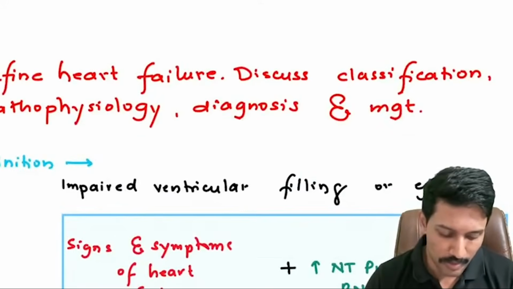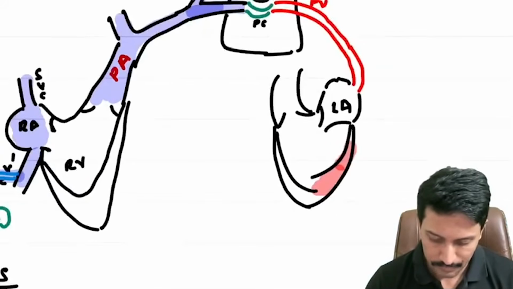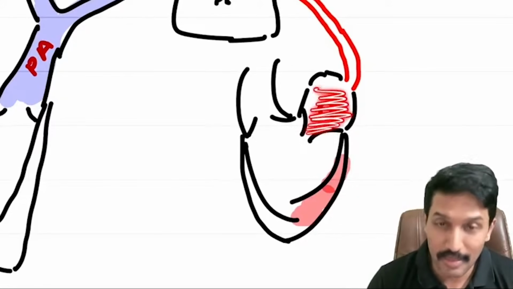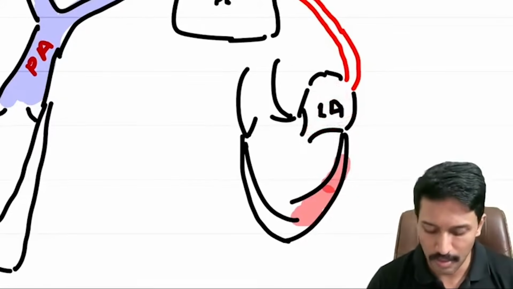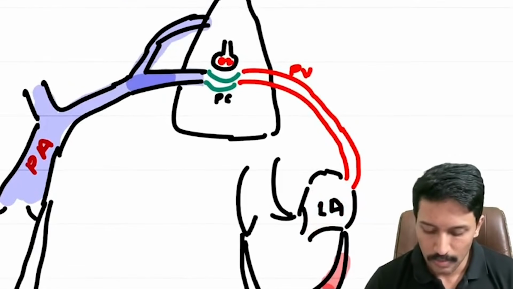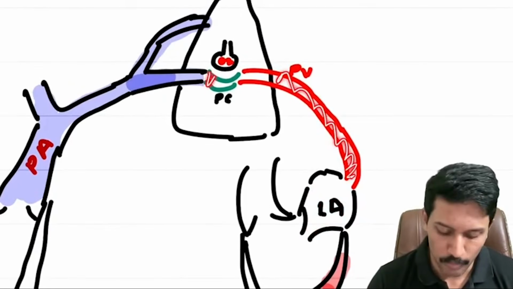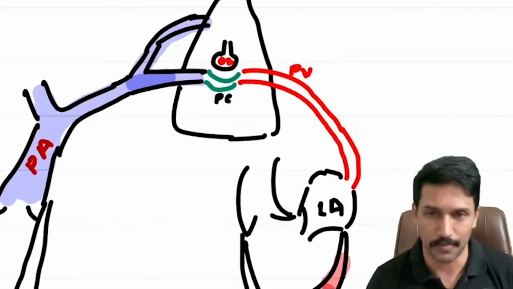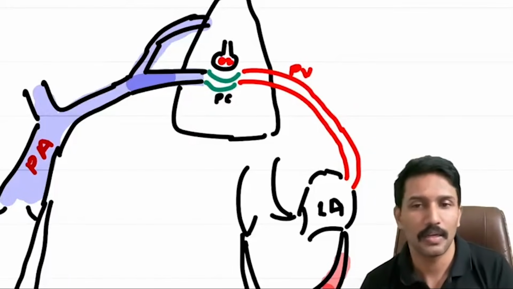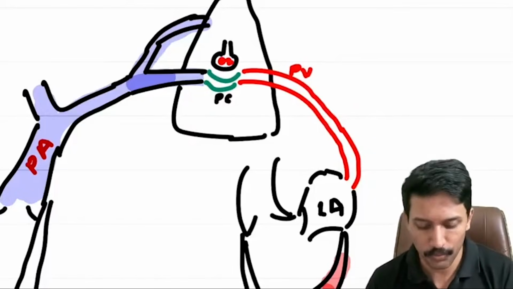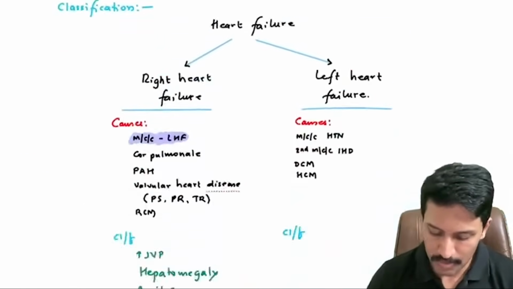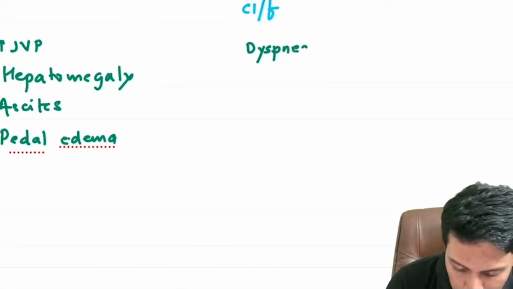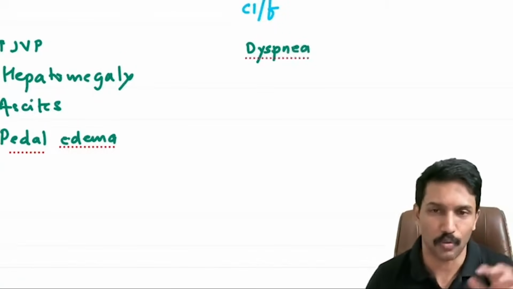Now, if the left heart fails, what am I going to expect? Just like how right heart failure resulted in right atrial pressure going high, left heart failure results in left atrial pressure going high. Eventually pulmonary vein pressure will increase, pulmonary capillary pressure will increase, and just like how right heart failure resulted in congestion of the liver, left heart failure will result in congestion of the lungs, right? So now you have congestion of the lungs presenting as dyspnea or shortness of breath, and this generally gets worse on lying down in supine position.